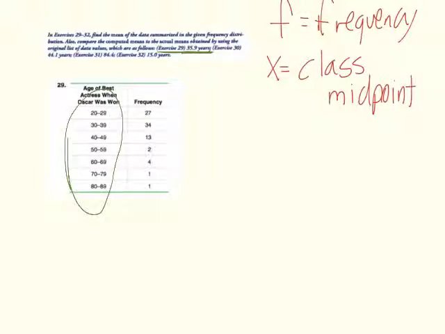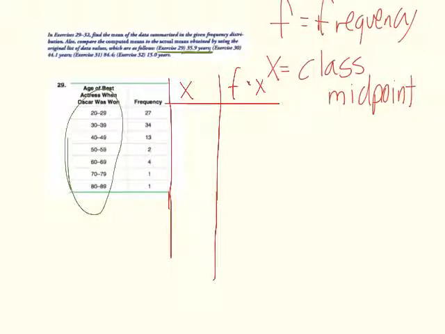So let's add on to our table. What I'm going to do is make a column right here that's going to give me that class midpoint for each one. And then in the next column, we'll write down the frequency times that class midpoint. If I have enough room, as big as I'm writing, we may have to make it a little bit longer. Okay?